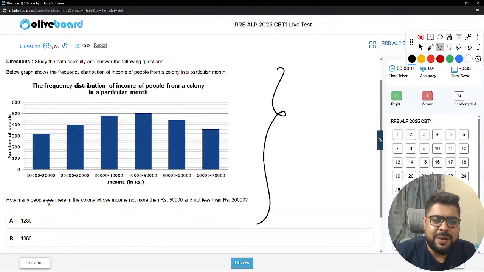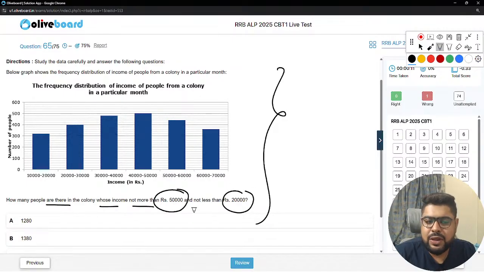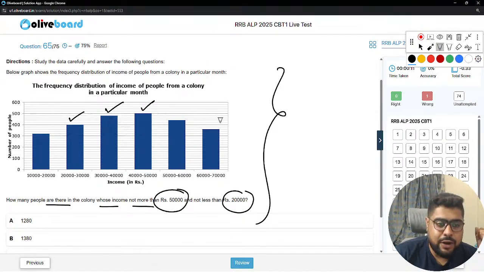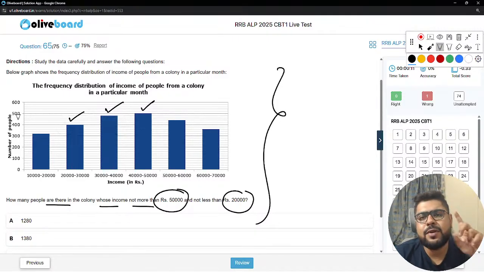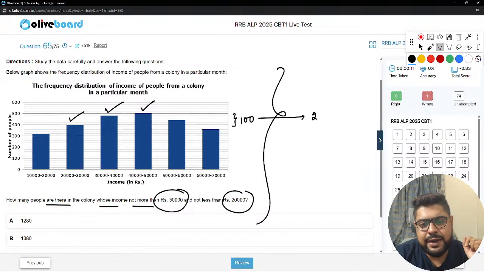Now, how many people are there in the colony whose income is not more than 50 and not less than 20? Between 20 and 50, so 20,000 to 30,000, 30 to 40, 40 to 50, these 3 columns. For adding, I need the value of each gap. Between 400 and 500 there are 5 gaps, equal to 100. That means every gap is of 20. 20 value per gap.